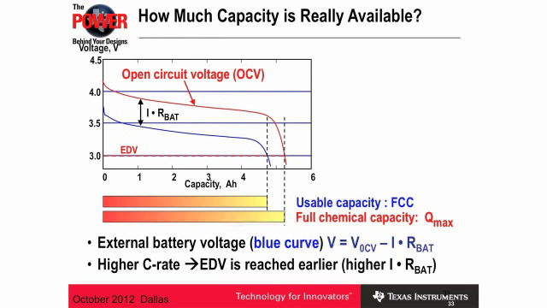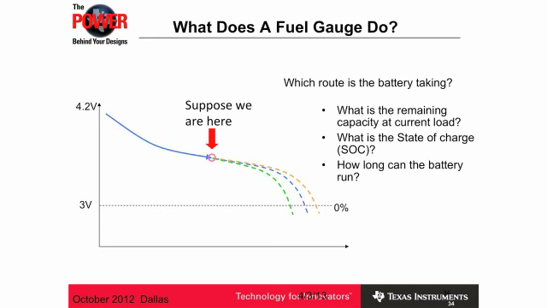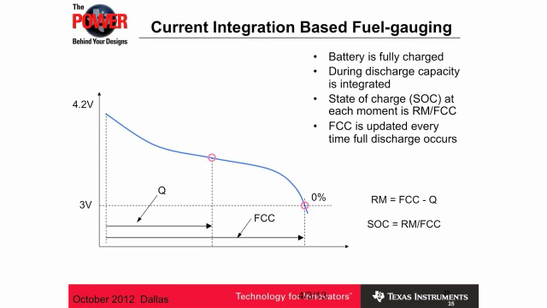So what does a fuel gauge do? Suppose we are here and we want to figure out which route the battery is taking. It could go any number of different ways. We want to know what is the capacity at the current load, what is the state of charge, and how long can the battery run? So in current integration-based fuel gauging, the formula is pretty simple. We've learned the FCC, either during mass production or sometime in the field, and we know that we have this amount. We've counted the coulombs from fully charged down to where we are. So what's remaining? Very simply, just the difference between the full and what we've used so far. Not much to it, right? State of charge, which again is a percent of full charge, is just the remaining capacity divided by the full capacity.